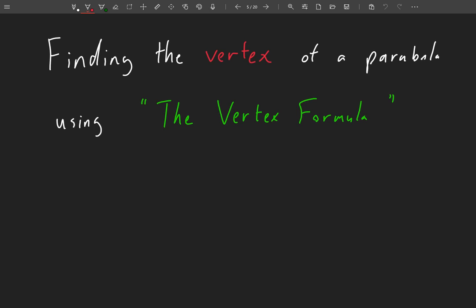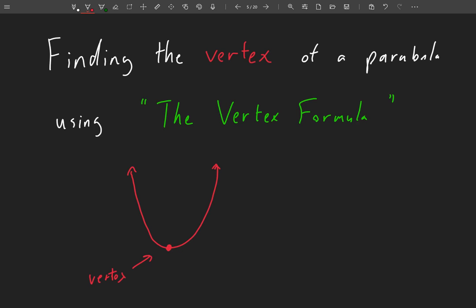First of all, what is a parabola? Well, a parabola is the shape that a quadratic makes, right? So a quadratic is a function that has a square in it, right? And the parabola is this shape. And the vertex is going to be this point down here. So this point down here is the vertex.